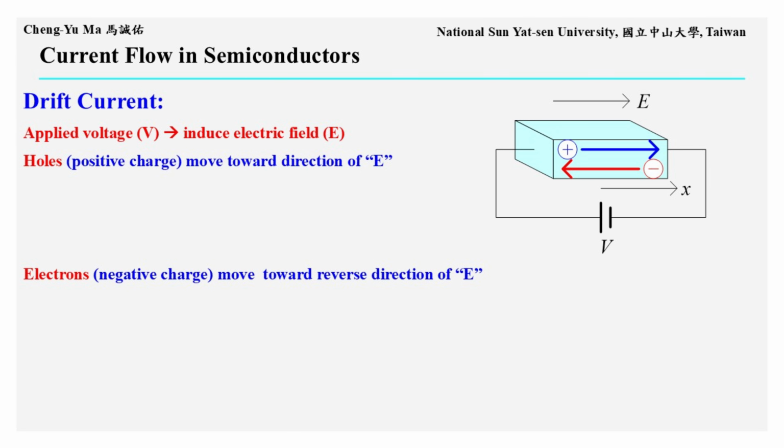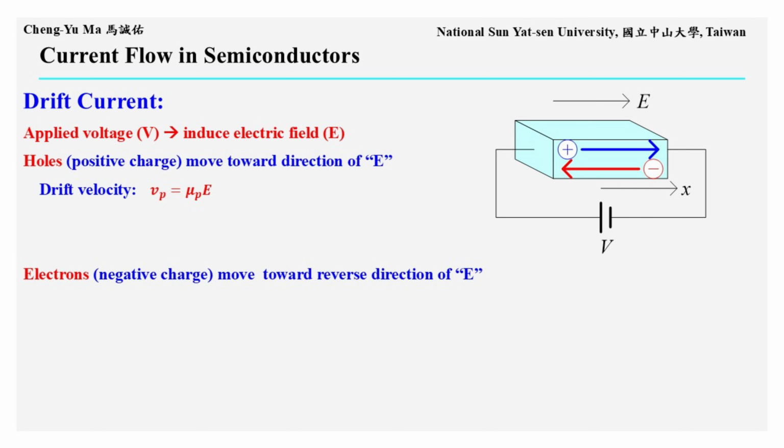As shown in the figure on the right, a voltage source V is connected to a semiconductor crystal, and a horizontal electric field E pointing to the right is produced inside the semiconductor. Positively charged holes move to the right along the direction of the electric field. Negatively charged electrons experience a force in the opposite direction of the electric field, so the electrons move to the left. First, let us look at holes with equivalent positive charge.